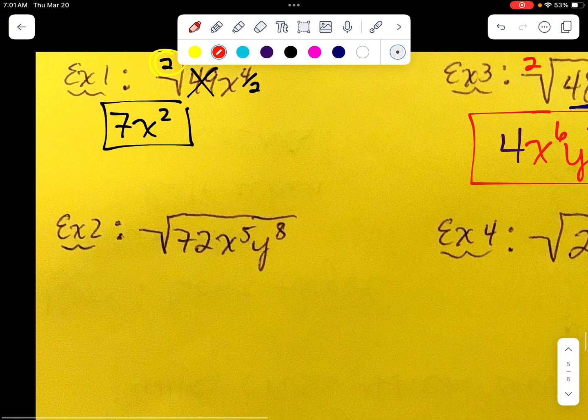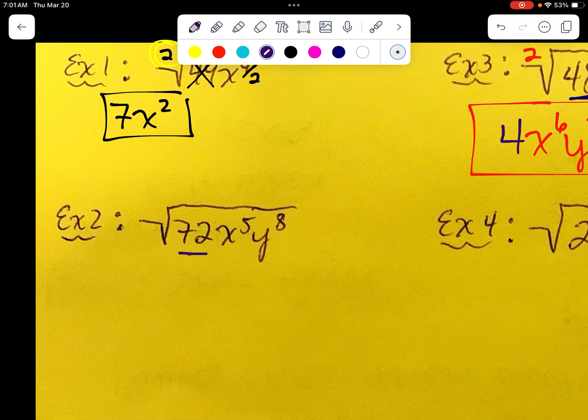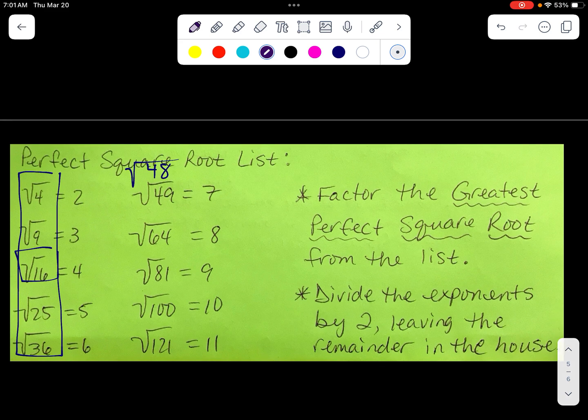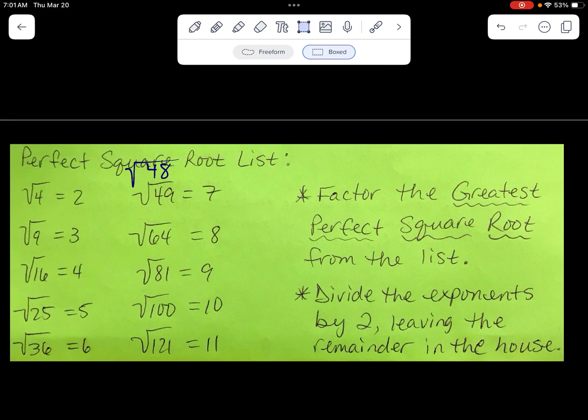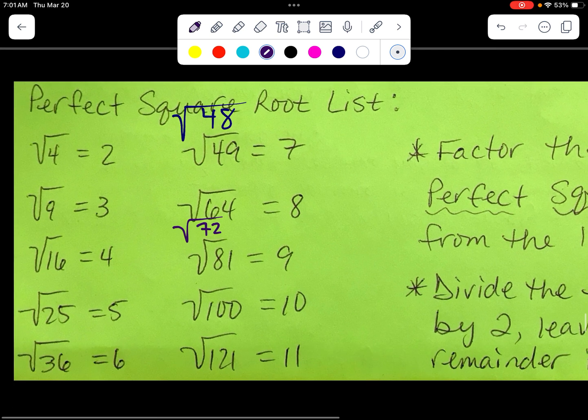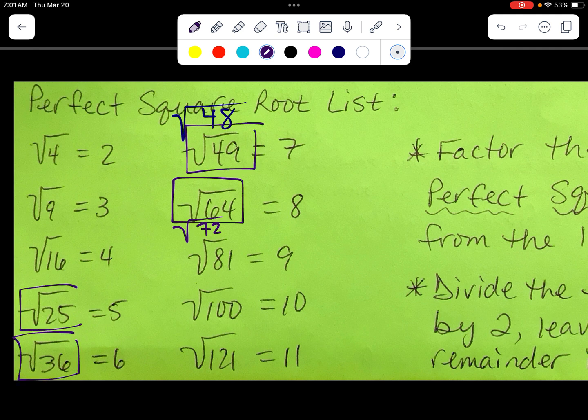Let's look at another example. So now we have the square root of 72. Let's figure out where that is on our list. 72 is between 64 and 81, right? So the square root of 72 is right here. That means we're looking at all the square roots less than 72. So which one of these numbers on our perfect square root list, 64, 49, 36, 25, 16, 9, and 4, is the largest number that goes into 72 evenly? And that would be 36 right here.